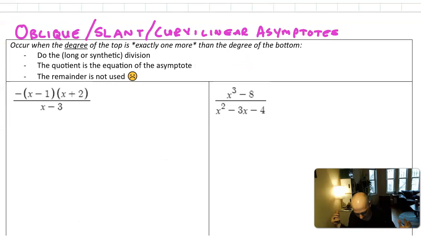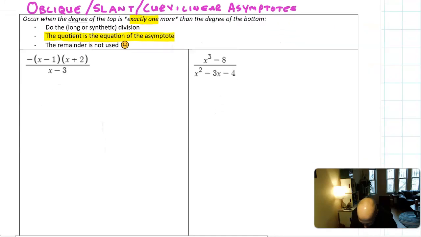Well, I wrote it down for you. So these oblique, slant, curvilinear asymptotes occur only when the degree of the top is exactly 1 more than the degree of the bottom. And when that happens, you treat it like an improper fraction and you do the division problem. The quotient that you get will be the equation of the asymptote. And then the remainder, you just throw it away. So, what? Here, let me show you what's going on.